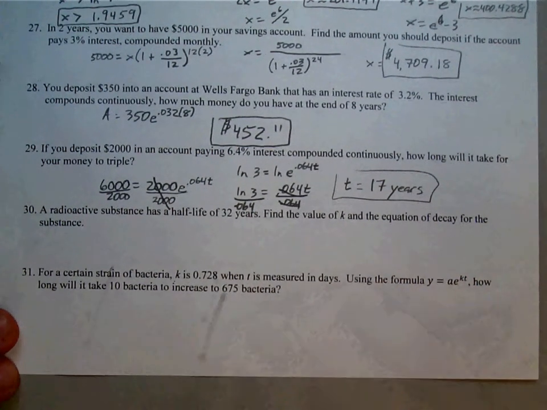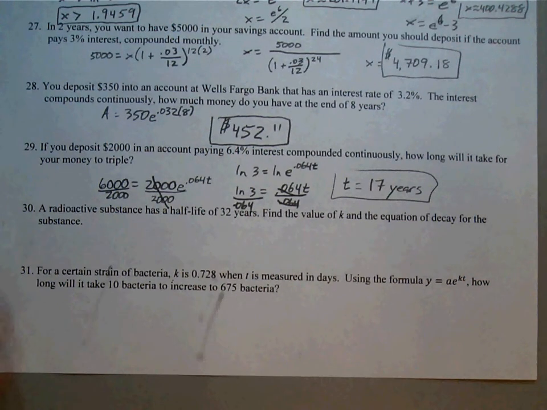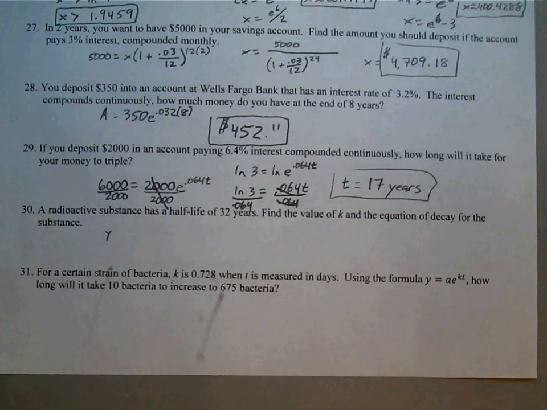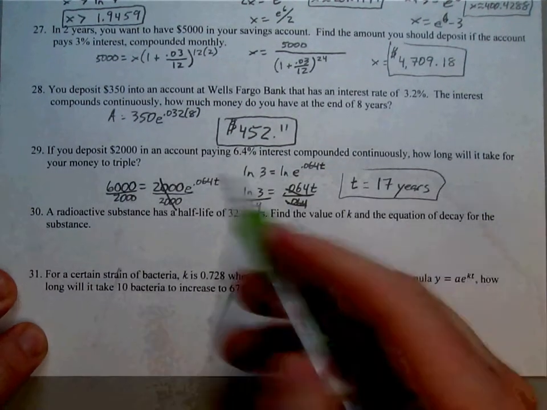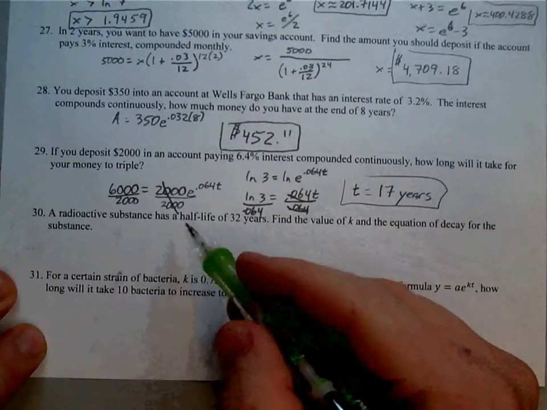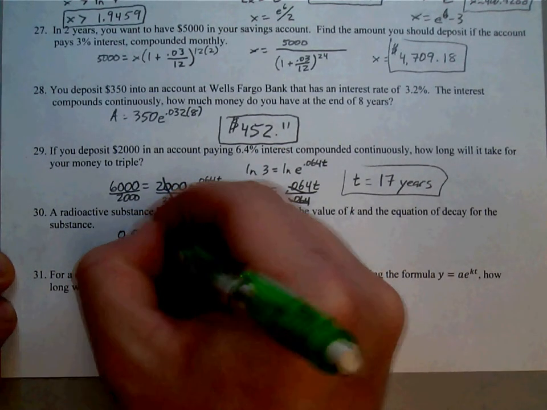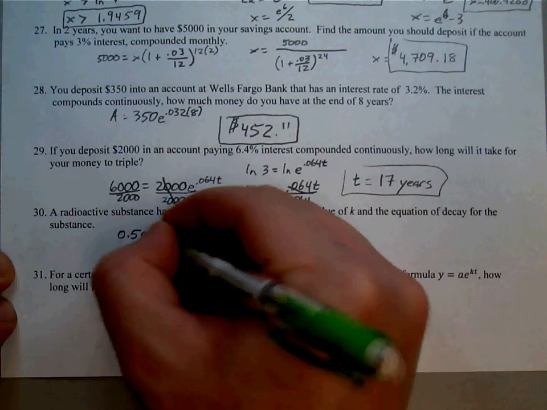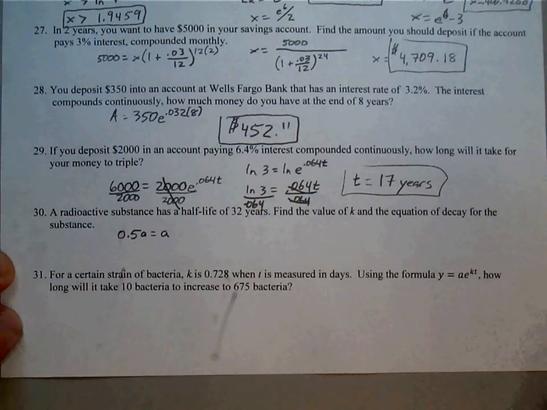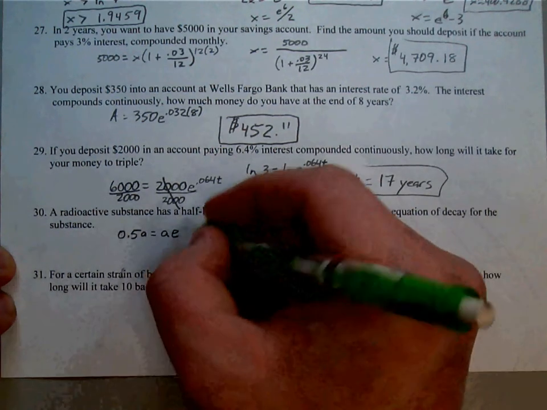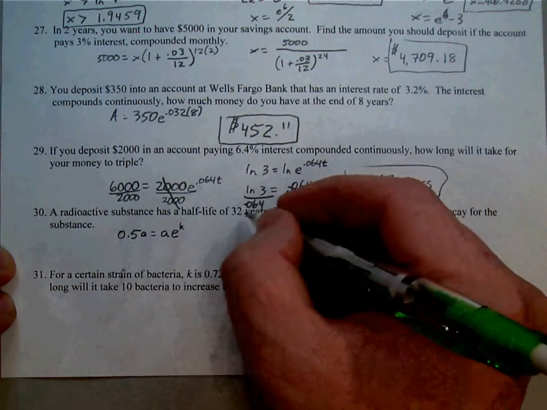A radioactive substance has a half-life of 32 years. Find the value of K in the equation of decay for the substance. So we're talking half-life. So it initially has A. So at the end of 32 years, it's going to have half of that. So 0.5 A equals A times e to the k times 32.